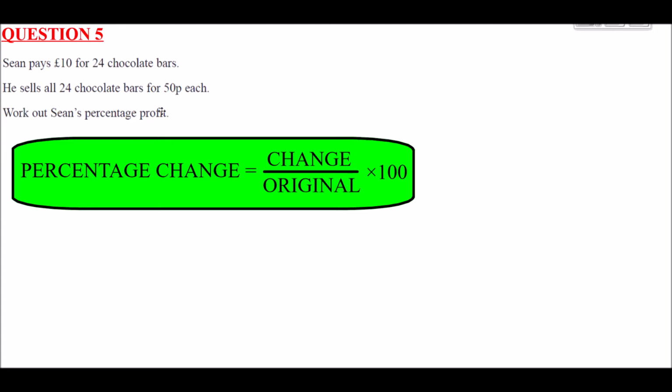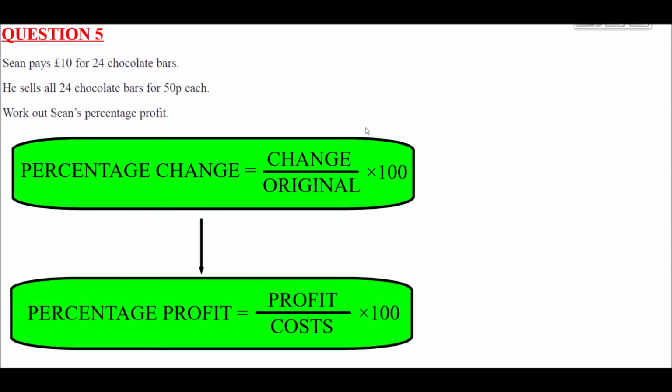Because we want percentage profit, this change becomes a profit. So the change at the top of the fraction becomes a profit. Original means what happened first. Well, at first, he bought them. So the original means his buying price, times 100. So this is a formula we're going to be working with.